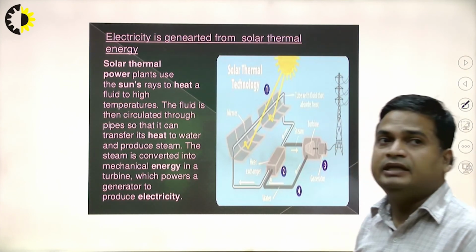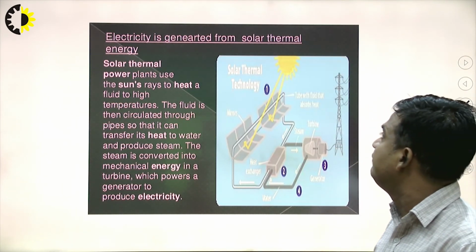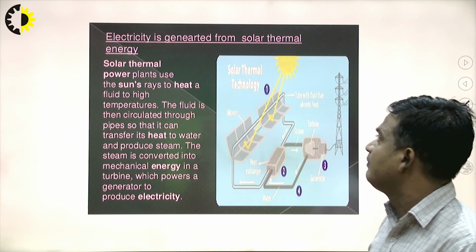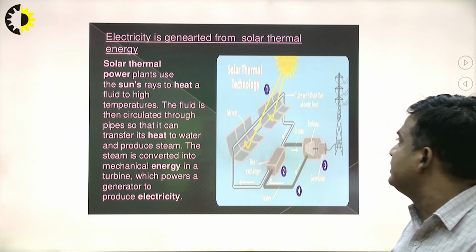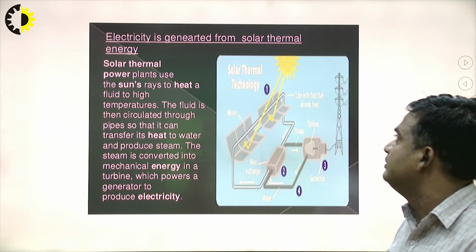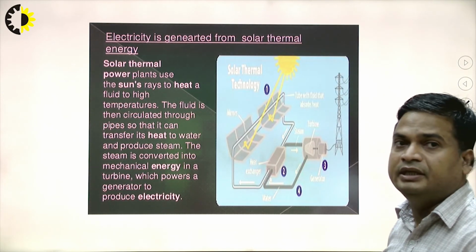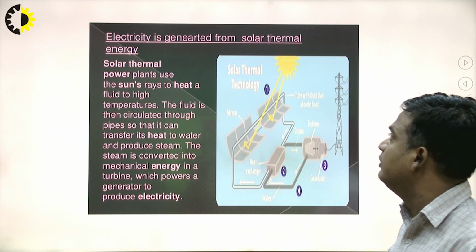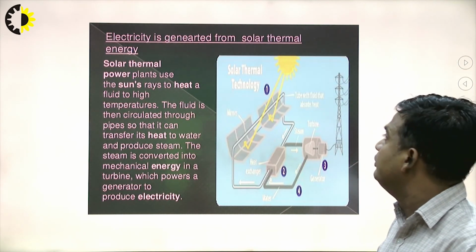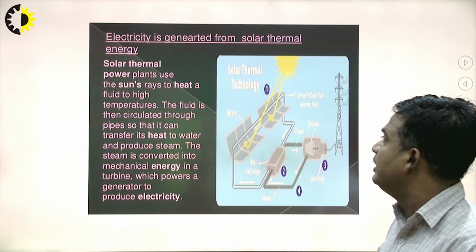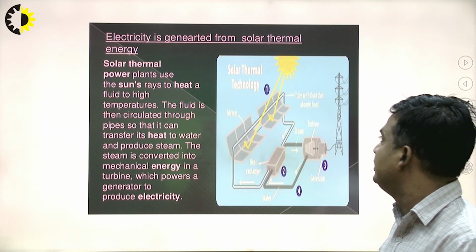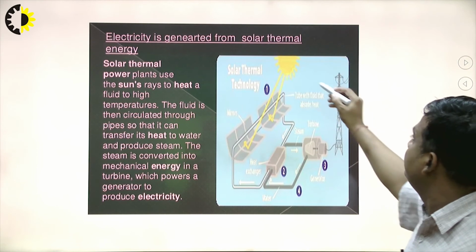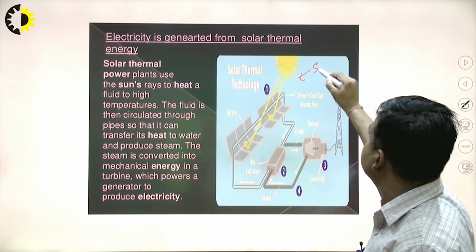Now next is electricity generated from solar thermal energy. So now we will discuss how we can utilize solar energy in a commercial manner. In this, solar thermal power plants use the sun rays to heat a fluid to high temperatures. So in this diagram we see that these are solar radiations.